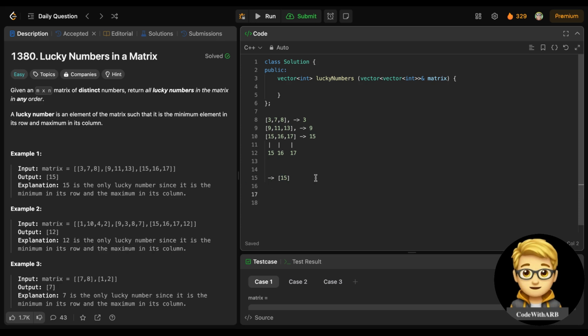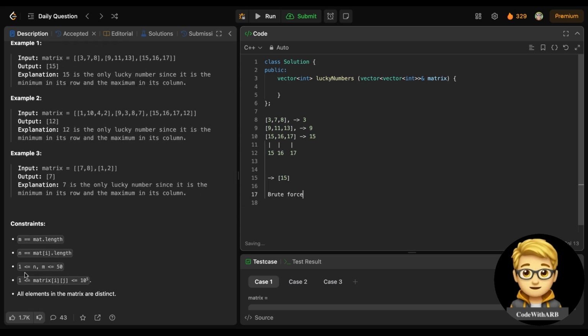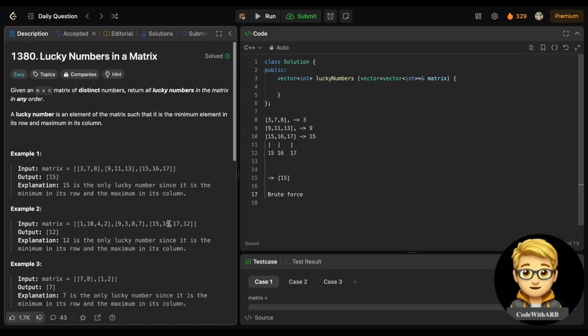You understood it; now, what will the brute force be, right? If we see the constraints here, they are 50, and the matrix can be up to 50 by 50, that's 2500, right? So for brute force, you can check each and every element by moving in its row and its column, to see whether in its row it is a minimum and in its column it is a maximum, then it is a lucky number, right?